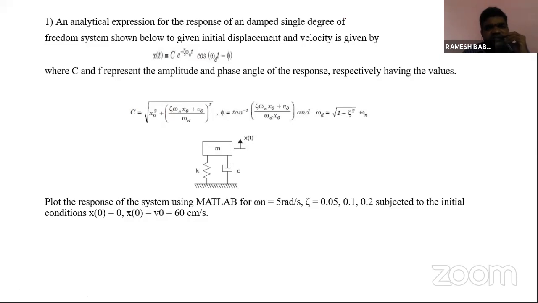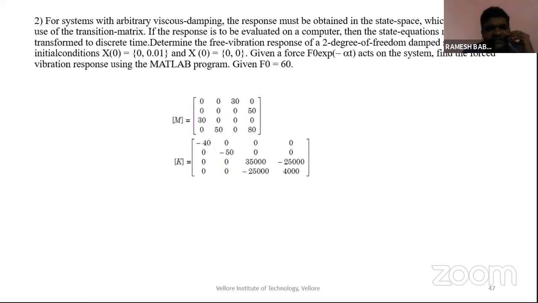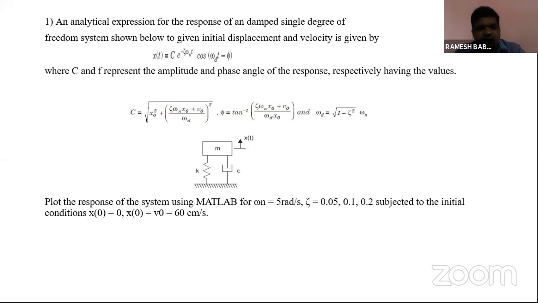Then here is a vibration numerical, where we solve for an analytical expression for the response of a damped single degree of freedom system shown below. Given an initial displacement and velocity, the response is x t equal to c e power minus zeta omega n t cos omega d t minus phi, where the c value, mass, and k are given. Plot the response of the system using MATLAB, with natural frequency omega n, damping ratio, sorry, damping factor, and initial conditions, initial velocity. This solution we can directly see from the MATLAB script file.